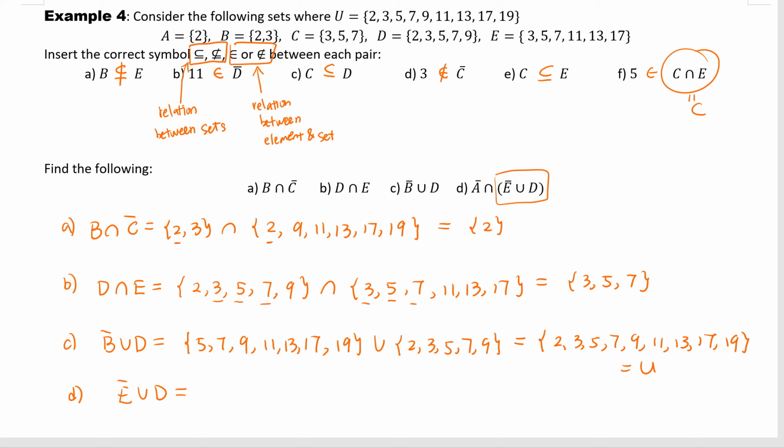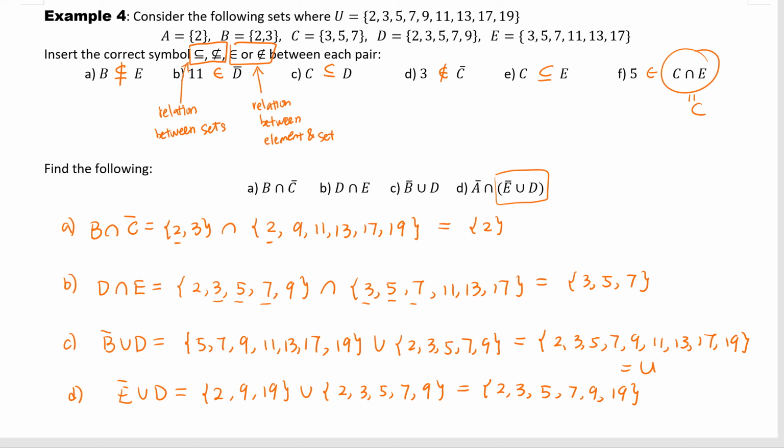What is E complement? Let's go through the list of U again. 2 is not in E, so 2 is in the E complement. 3 is in it, 5 in it, 7 in it, 9 is not in E, so 9 is in the E complement. 11 in it, 13, 17 in it, 19 is not in it, so 19 is in the complement as well. Union D. D is 2, 3, 5, 7, 9. So this is going to be 2, 3, 5, 7, 9, and 19. This is the union.